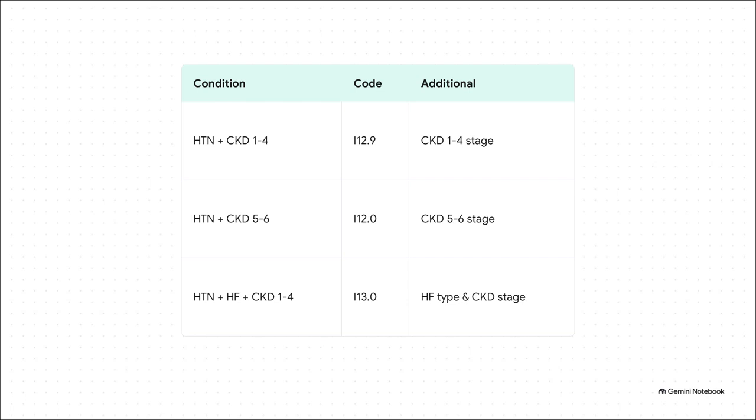So, for example, if you have hypertensive cardiorenal disease with heart failure and CKD stages 1 through 4, your base code is I13.0. But you aren't done. You've got to use additional codes from category I50 to pinpoint the exact type of heart failure and category N18 for the specific stage of the CKD. It's like a giant puzzle. You often need 2 or more codes to tell the complete clinical story.